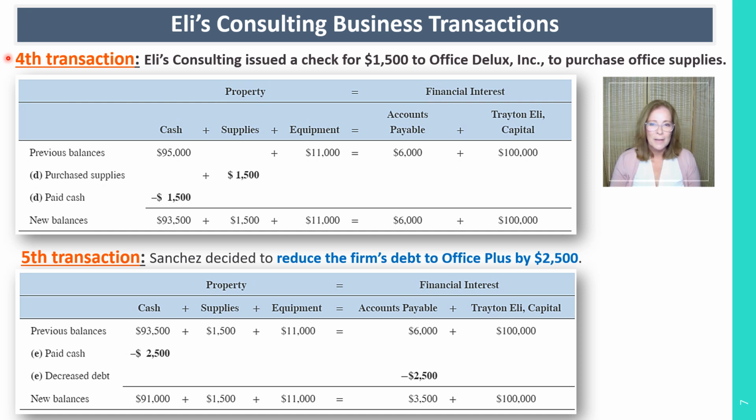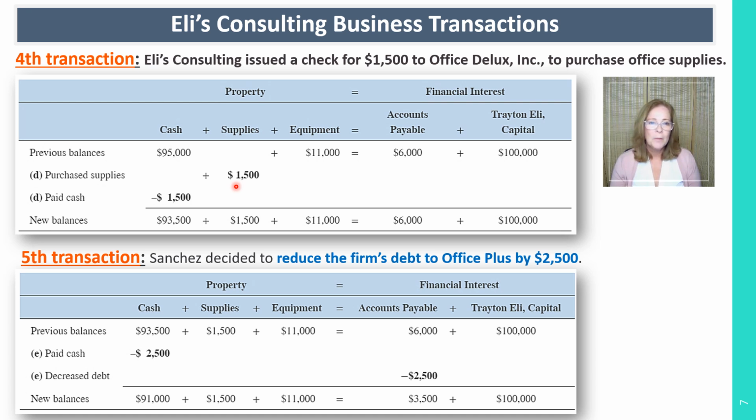Let's look at the fourth transaction. Remember, Trayton Eli hired office manager Sergio Sanchez? Well, Sergio purchased office supplies, and Eli's Consulting Services issued a check for $1,500 to Office Deluxe Inc. to purchase office supplies. So let's analyze this business event. The company's cash decreased because Eli's Consulting issued a check, and the company now has more office supplies. So let's write that into our table. We'll add an additional column for supplies to keep things organized and separate, and add $1,500 in that column.